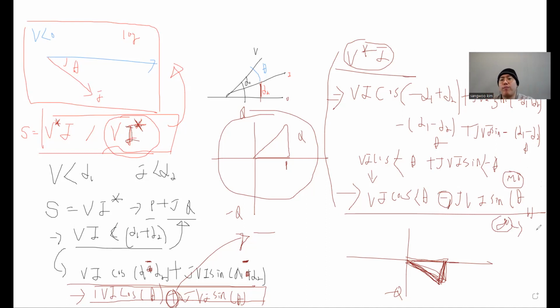The result is the same. But the interpretation could depend on the person, how they draw this phasor. But we prefer this because our power system is generally a lagging system, right? Yeah, that's it. Today's lecture, guys.